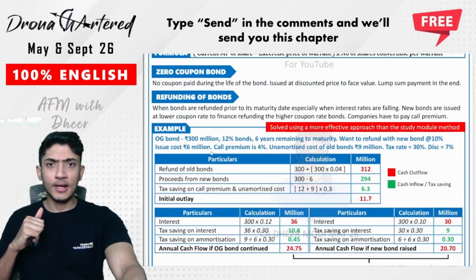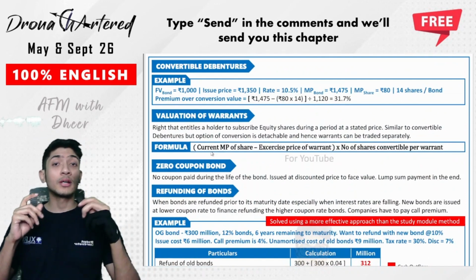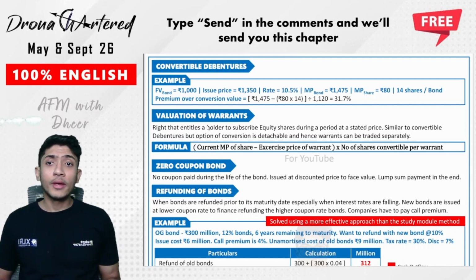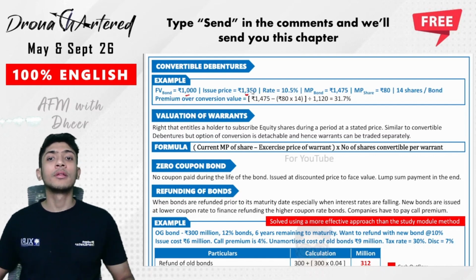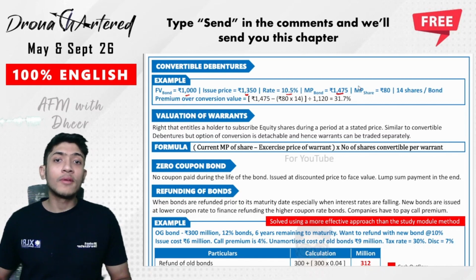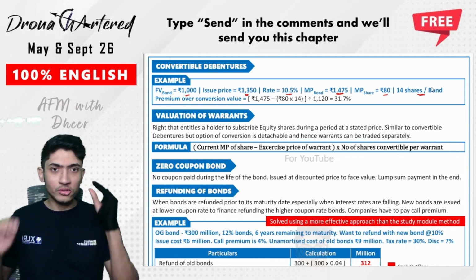And yes, I think this is our last part. Next is your convertible debentures. What are convertible debentures? Convertible debentures are those debentures which can be converted to shares. So, an example: if the face value of a bond is 1000 rupees and the issue price is 1350, the coupon rate is 10.5%, the market price of the bond is 1475, and the market price of the share it is being converted to is 80 rupees, and the conversion rate is 14 shares per bond. So much information.